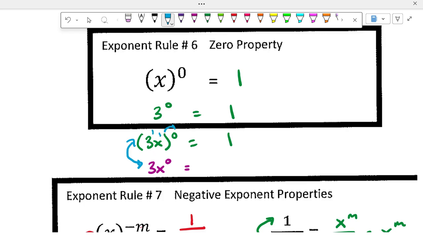It applies to both of them because of what rule? Starts with a P. Nope. What rule did we just talk about in the warm-up? Starts with a P. Not product. The other P one. Power. There you go. Now, in this case, since the 0 is only connected to the x and there's no parentheses, it's only being applied to the x. So this is technically 3 times 1, which is just 3. So be careful about that.